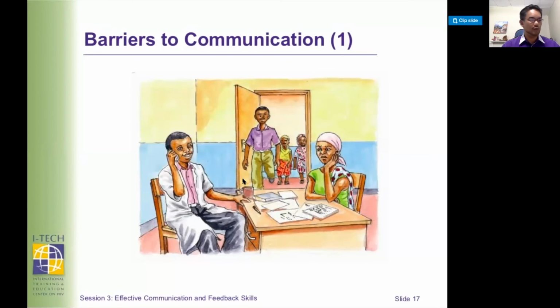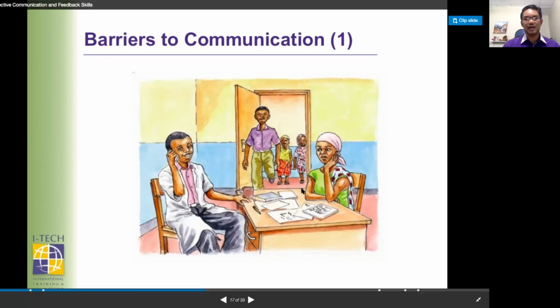Refer to the workbook. It says here, communication can be hindered by a number of things. This picture depicts a scene in which many barriers to communication exist. What are they? Gambar ni menunjukkan bahawa ada banyak communication barrier, halangan-halangan komunikasi yang berlaku.